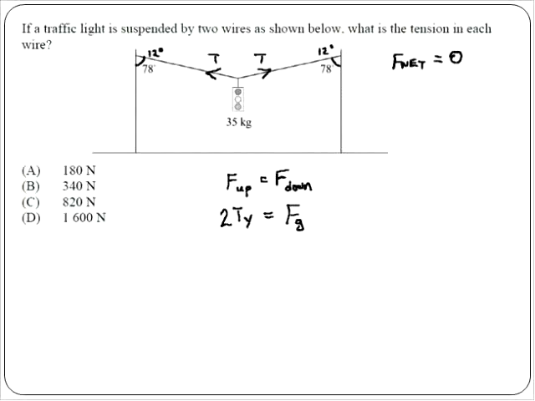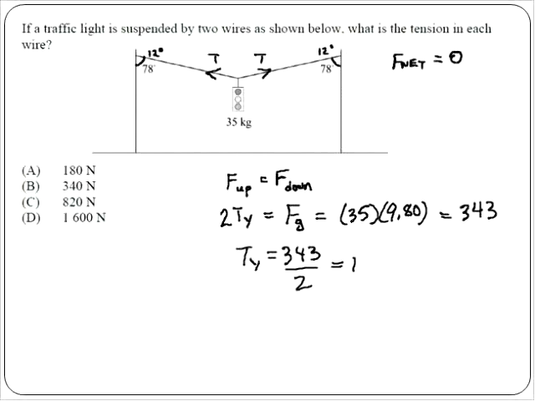So two Ty's, because there's one on either side, one on the left, one on the right. But they both have the same magnitude, so I can put them together like that. I can say 2 Ty. So what happens is, Fg, remember, is mass, which is given as 35, times gravity, 9.80. And that happens to equal 343. So when I divide that by 2 to get Ty, I got Ty equals 343 divided by 2, which is 171.5 newtons. That's Ty. But that's not the answer, not yet.